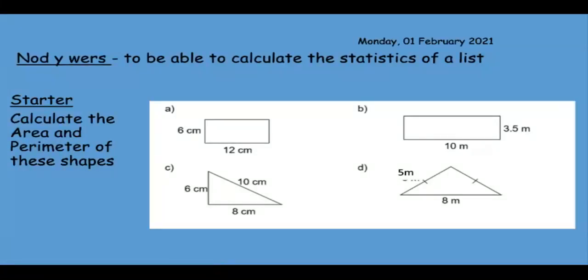Hello, so today's lesson is about statistics. We'll explain a little bit more in a moment, but we can start with calculating the area and perimeter of these four shapes. So you can obviously pause while you're working on them. We'll come back and mark them in a moment.